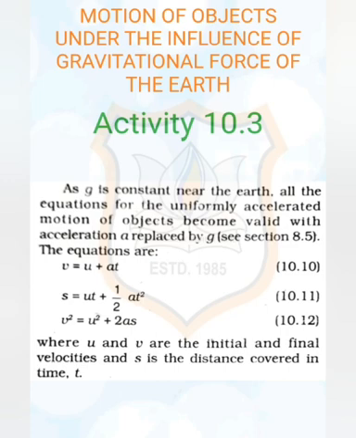As g, that is acceleration due to gravity, is constant near the earth, all the equations for the uniformly accelerated motion of objects become valid with the acceleration a replaced by small g. So the equations we have are v is equal to u plus at, s is equal to ut plus half at square, and v square is equal to u square plus twice as. We have discussed all the three equations in chapter number 8, where u and v are the initial and final velocities and s is the distance covered in the time t.